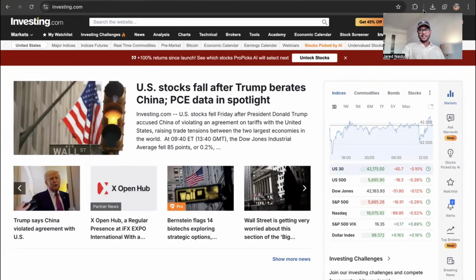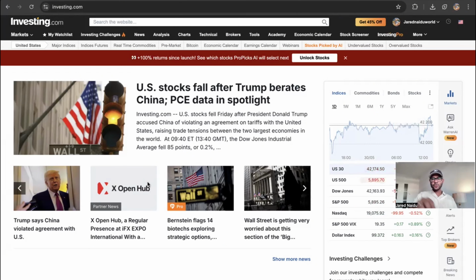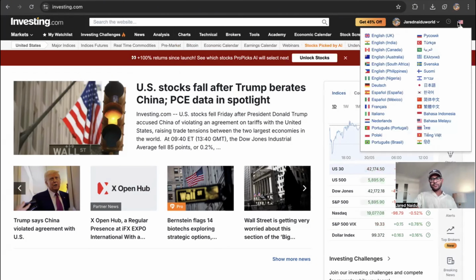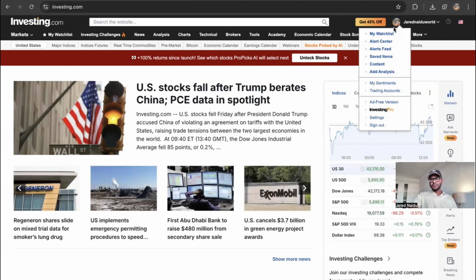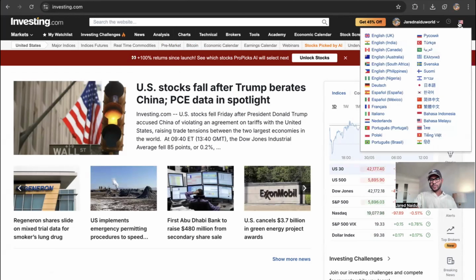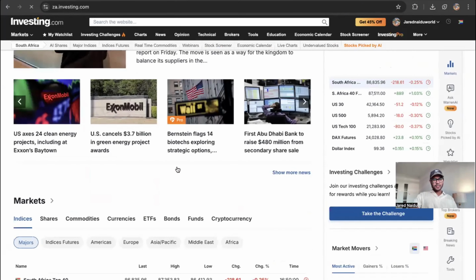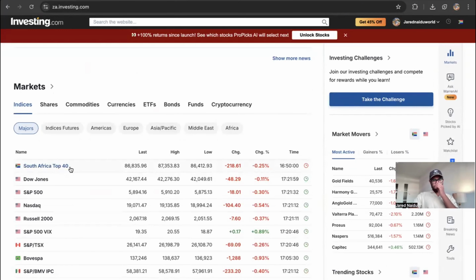Now, what we can see is a lot of US news and European news. So where we see the American flag, we can go all the way down, click it, go there, and where's South Africa? We see South Africa here. I think that makes a difference. Is it that? So now we can look and we can see South African top 40.